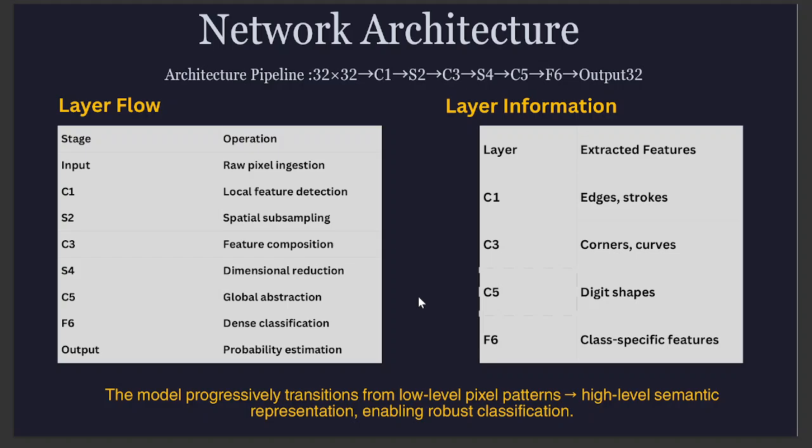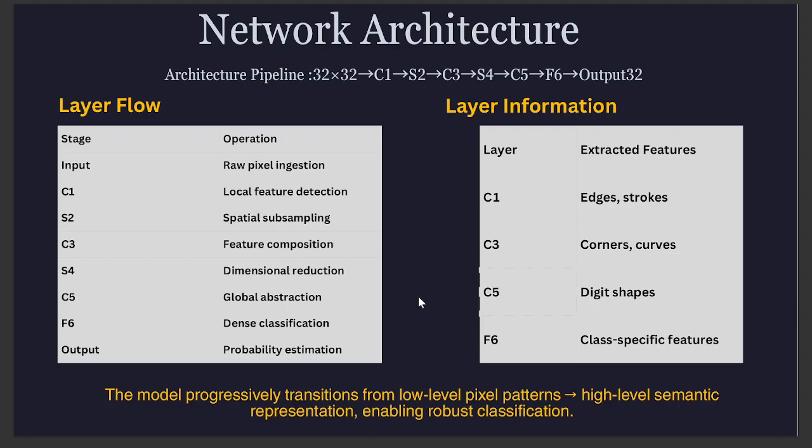The purpose of the C3 layer is to learn deeper features. It has 16 filters. Corners and curves are learned during this filter. The network begins to understand the shapes.